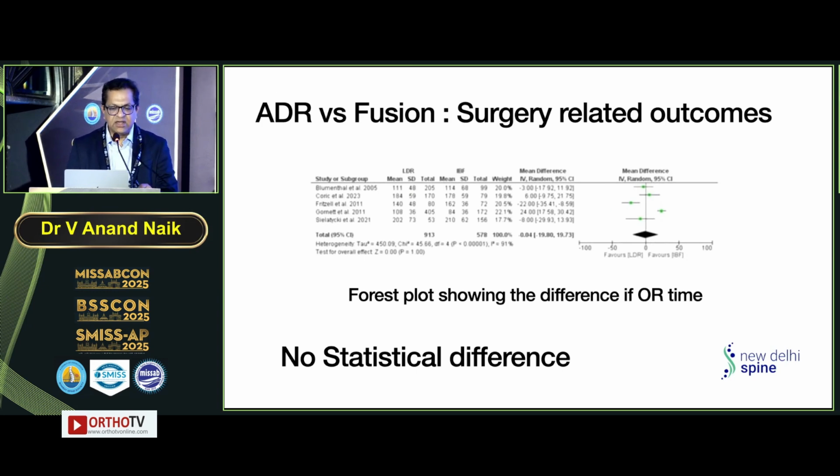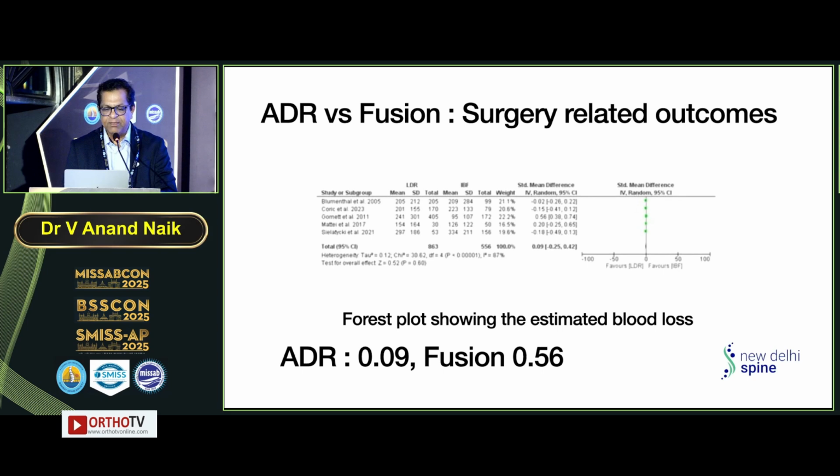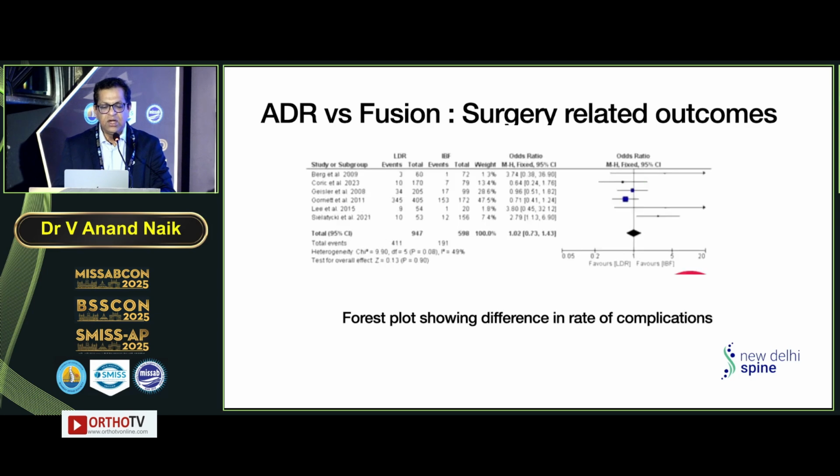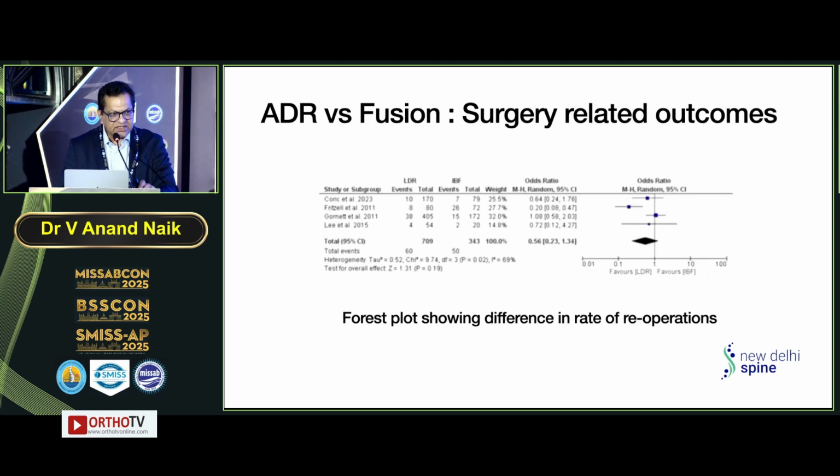There is no statistical difference between any fusion or ADR. The estimated blood loss, not much of a difference there. And if you compare the length of stay in hospital, the ADR patients leave the hospital sooner. The rate of complication is always in favor of ADR. That means lesser complication rates in ADR than fusion. It's lesser reoperation rates in ADR than fusions.